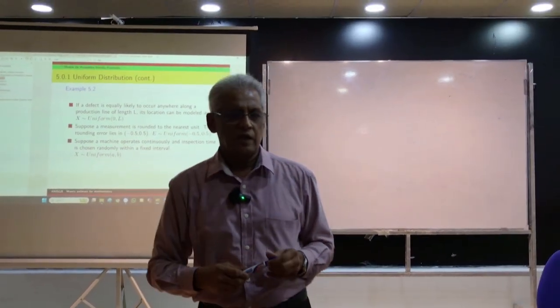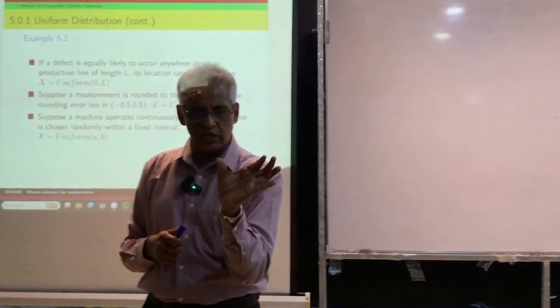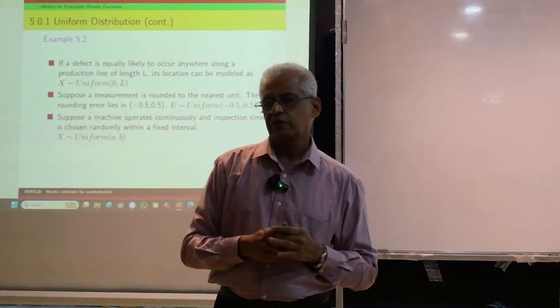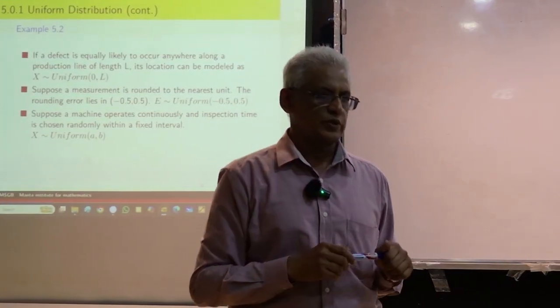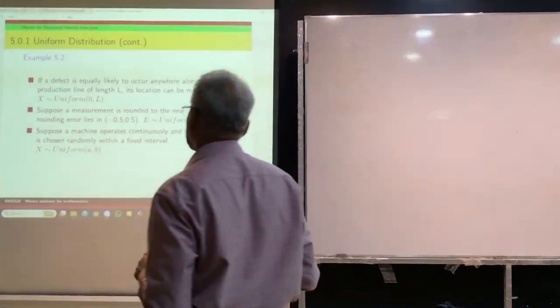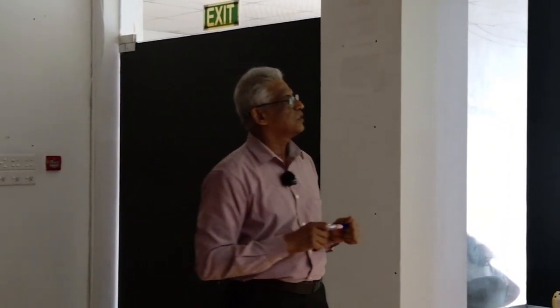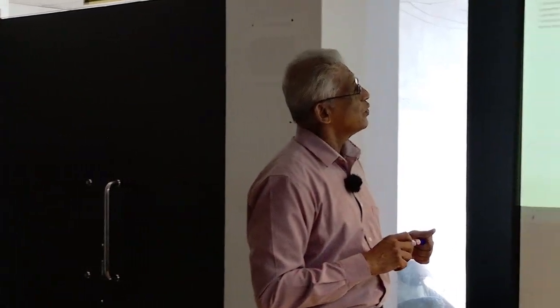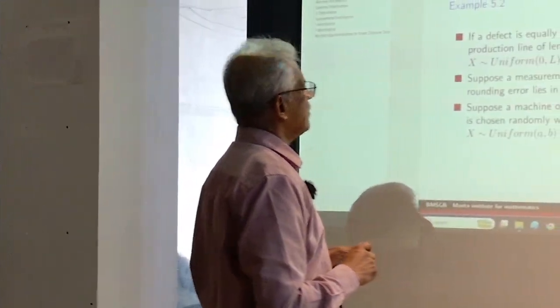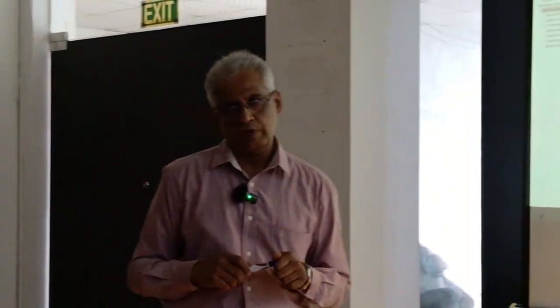In that case, the location of the defect from the starting point of the rod will be uniformly distributed. Okay, that's one example. Another one here: suppose a measurement is rounded to the nearest unit, the rounding error is between -0.5 and +0.5.